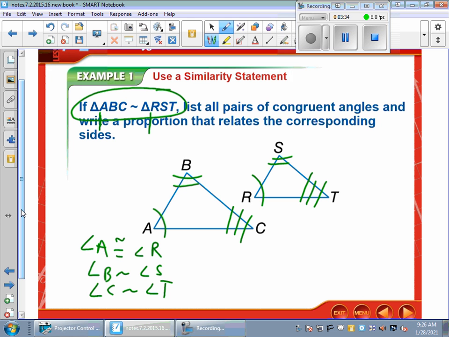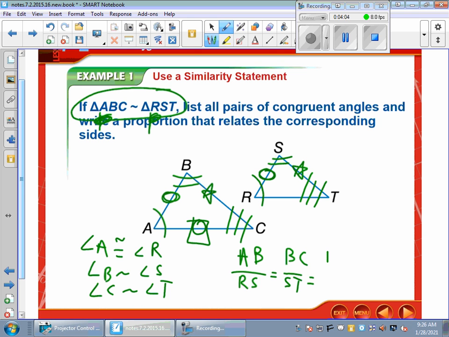Second thing we want to do is write a proportion, our sides in proportion. So the first one we have is AB right here, and RS right here. So it's not that they're equal, but we set up a proportion. So AB over RS is congruent to what's the next side right here? So BC over ST. And then the last side right here, we'll make this one a square. So we can go AC over RT. So this shows you a proportion of the sides.